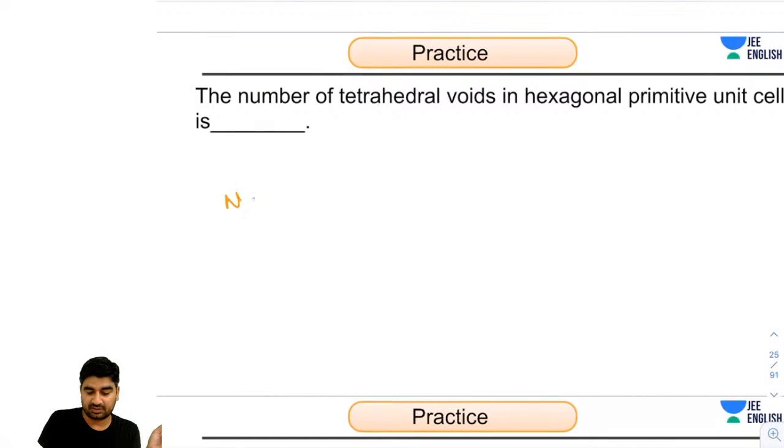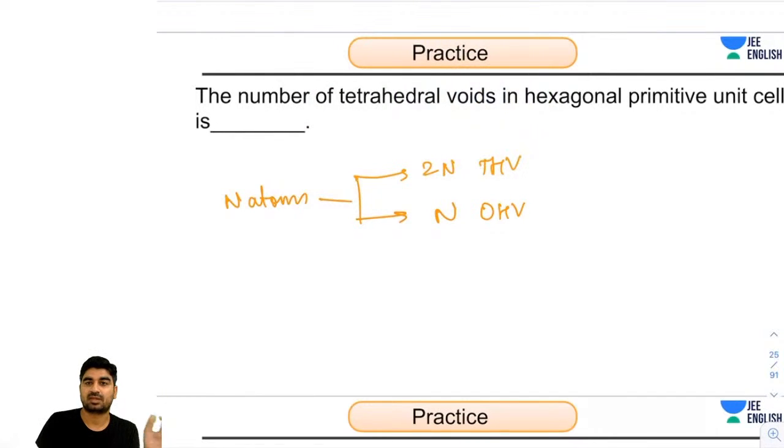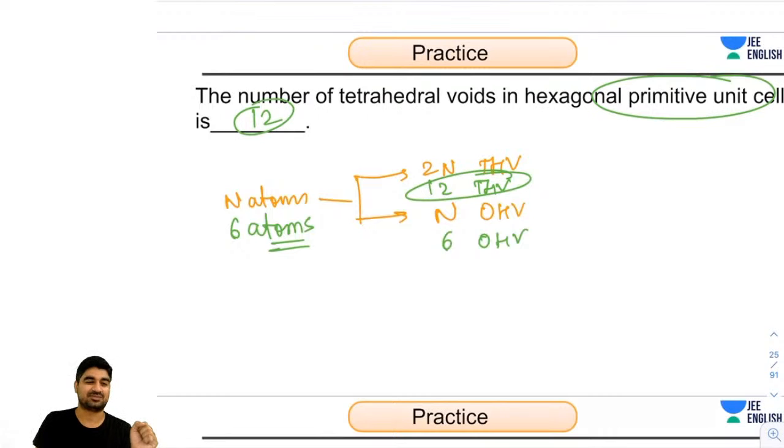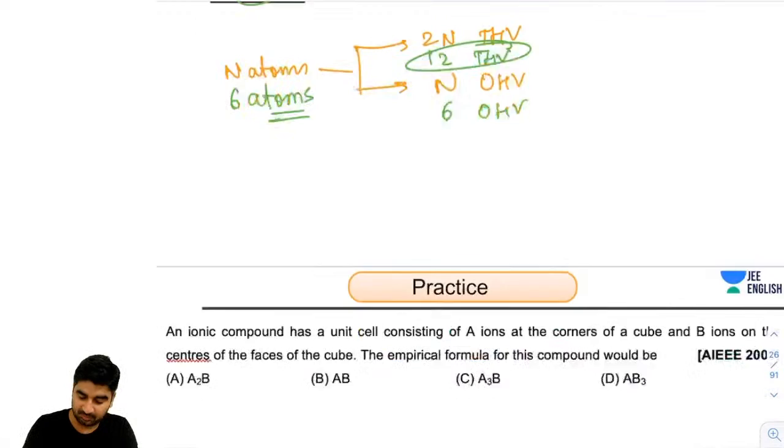So when I'm saying there are n atoms, then there will be 2n tetrahedral voids and n octahedral voids. So if there are n atoms, in hexagonal primitive cell we have 6 atoms. So we have 12 tetrahedral voids and we have 6 octahedral voids. So guys, answer would be 12. Tell me, guys, if you have any doubt. No doubt, so now do the next problem.